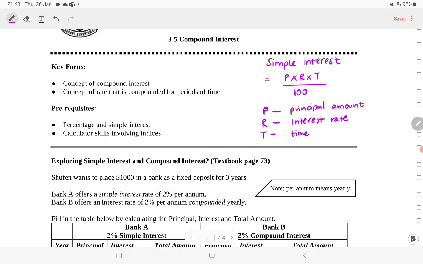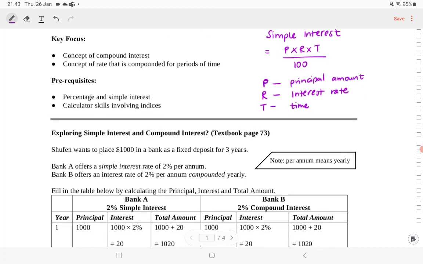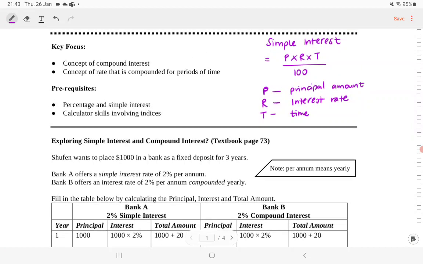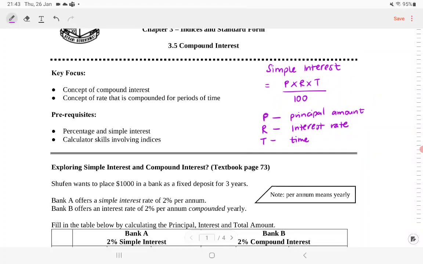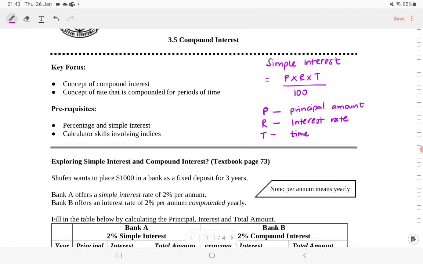Time could be in years, it could be in months. Some questions can also be in days, but usually this kind of question is in years. So the amount of money that you deposit, how many years do you deposit, or how many years do you take to return back the loan? That is T in this case. For this topic, we are going to learn something new, compound interest.